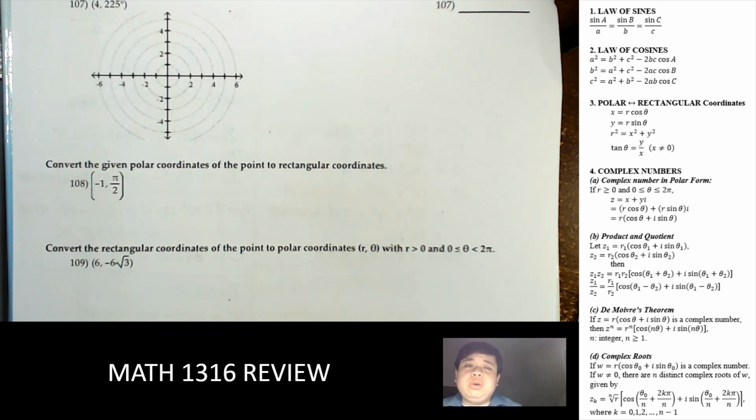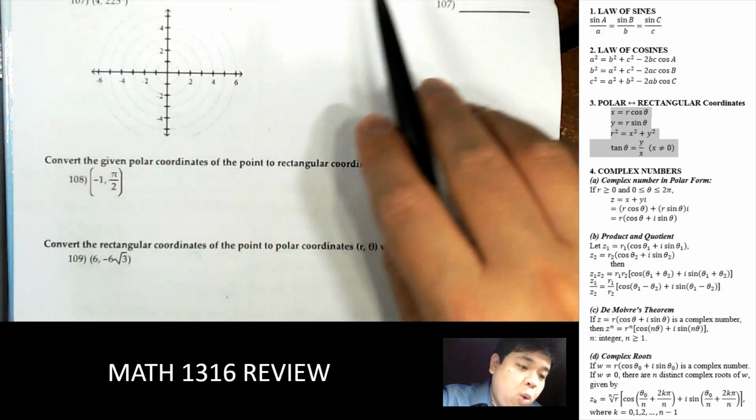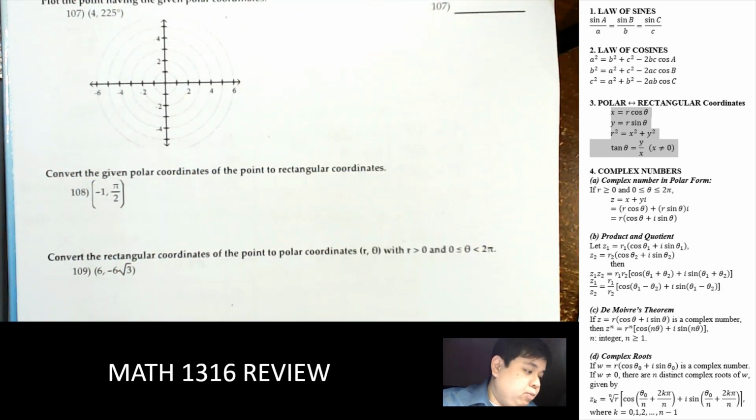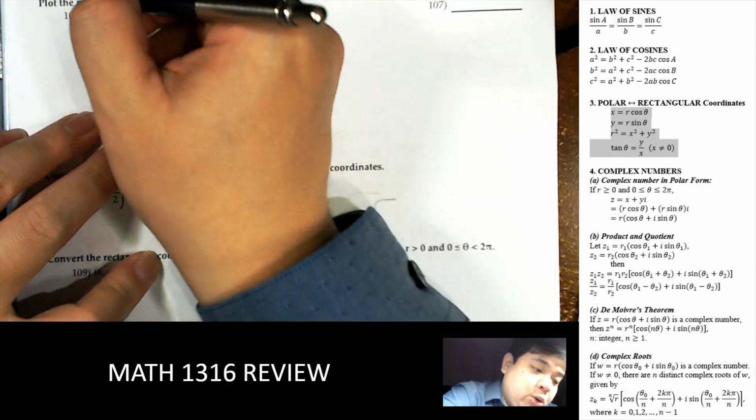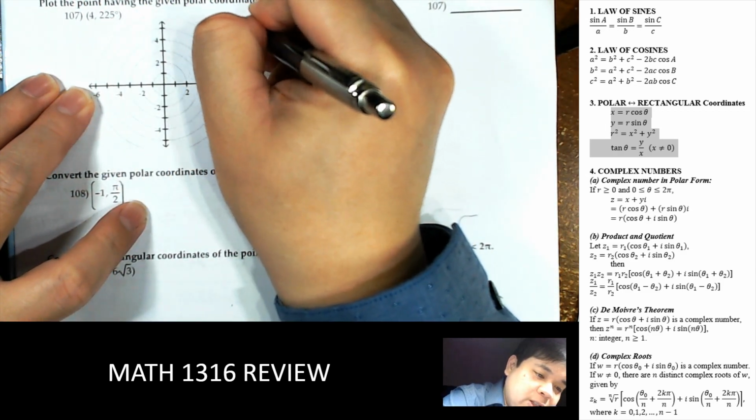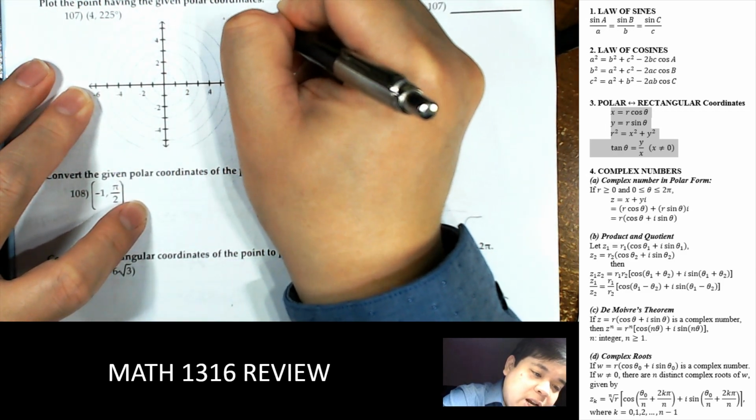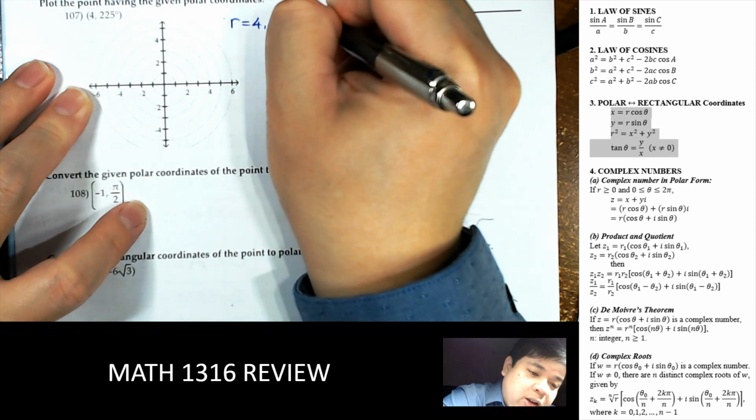There's pretty much nothing new here. We have this set of formulas: x equal to r cosine theta and y equal to r sine theta. But before that, let's just do something very simple. The first one, plot the point having a given polar coordinate. And we'll just see how it goes.